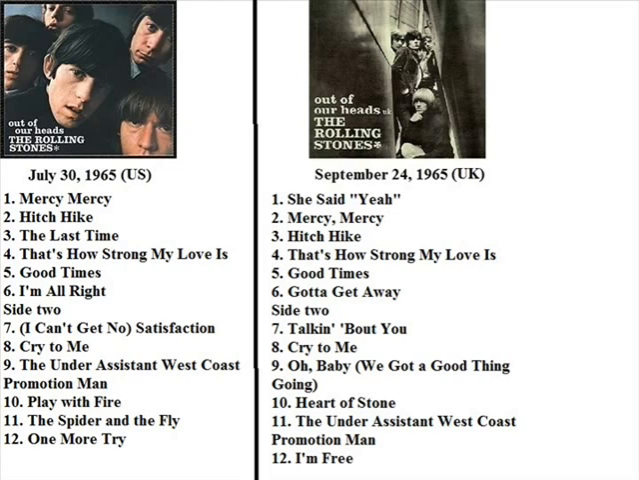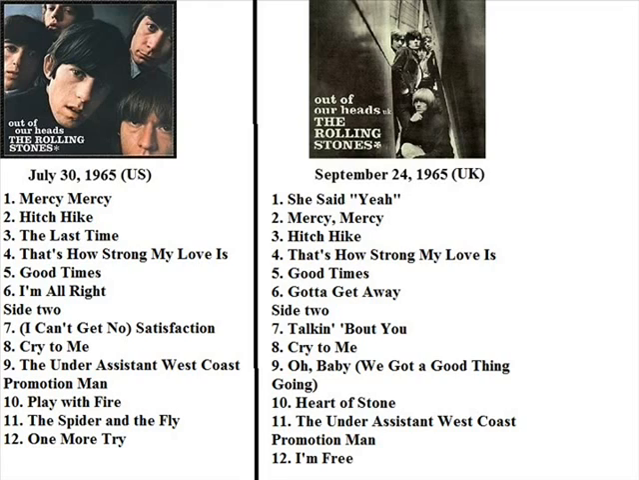In the UK version, which I actually have, I don't have the US one, the UK version of Out of Our Heads has two old songs. It has Oh Baby, We Got a Good Thing Going, which is from The Rolling Stones Now, the US album, which I actually didn't know, even though I have the CD of Now. And then the next song, Heart of Stone, was originally on Rolling Stones Now, the US album.